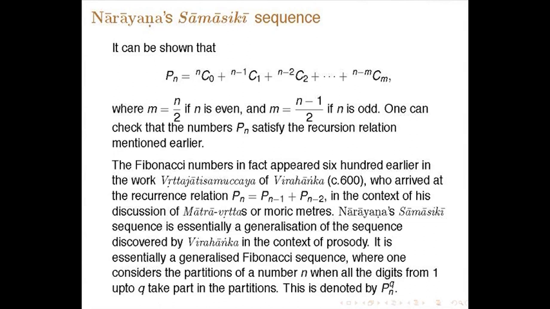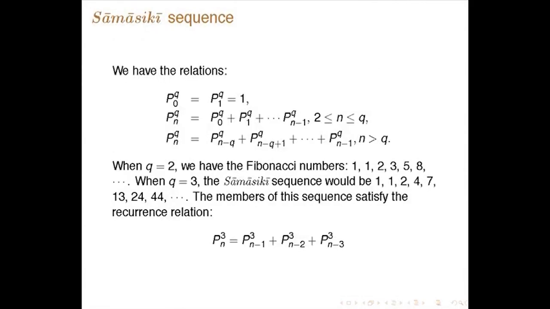Narayana Samasiki sequence is essentially a generalization of the sequence discovered by Virahanka in the context of prosody. It is essentially a generalized Fibonacci sequence, where one considers the partition of a number when all the digits from 1 to q take part in the partitions. So, this is denoted by p n q, n subscript and q superscript. Then one can show that we have these relations p 0 q is equal to p 1 q is equal to 1, and then p n q is equal to this sum, where there are q terms in the sum.